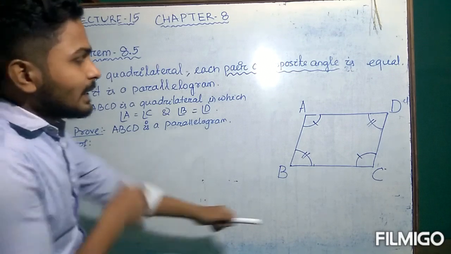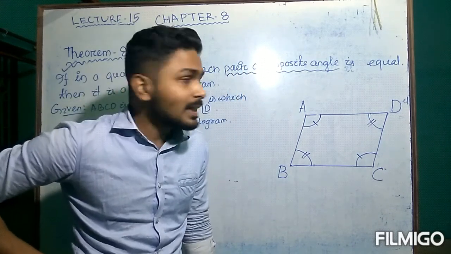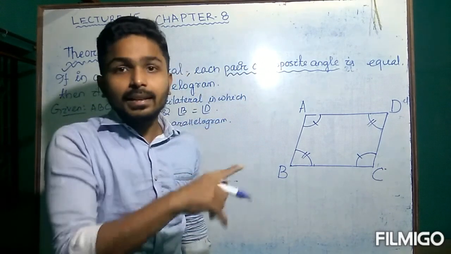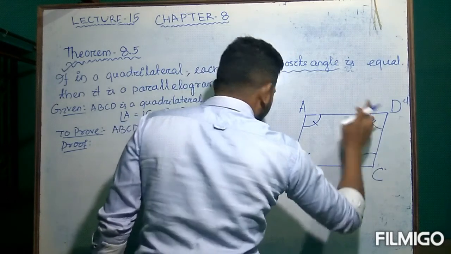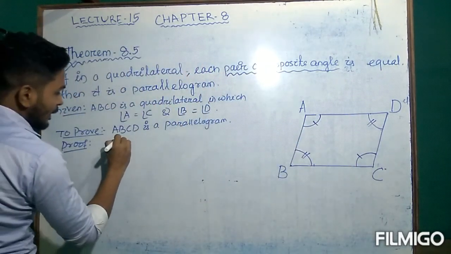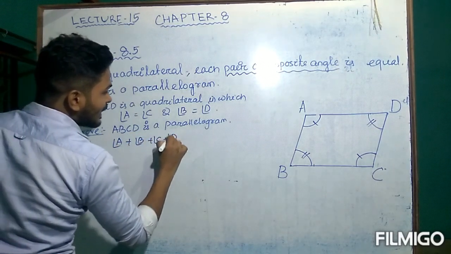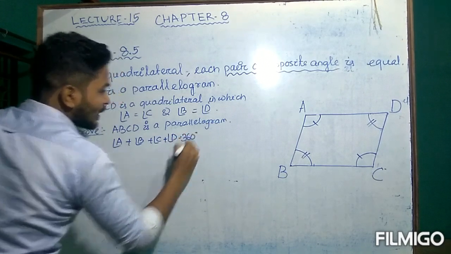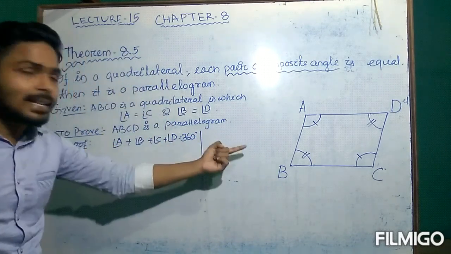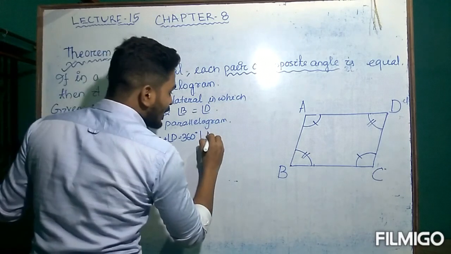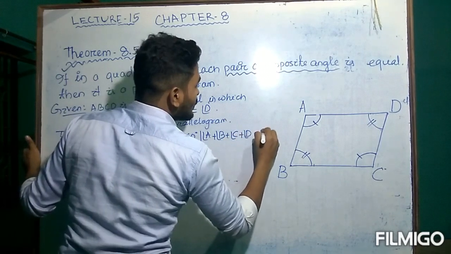How can we prove it? Since it is a quadrilateral, the sum of the interior angles is how much? We have discussed that in a quadrilateral, the sum of all the interior angles is 360 degrees. That means angle A plus angle B plus angle C plus angle D is equal to 360 degrees. Let's write it twice. Why I have written it twice, I will tell you later. Here also you can write A plus B plus C plus D is equal to 360 degrees.